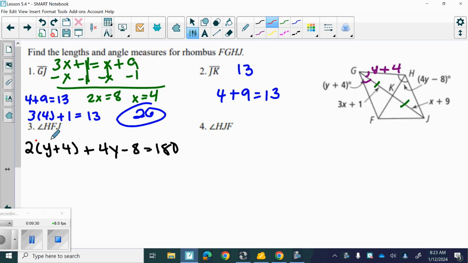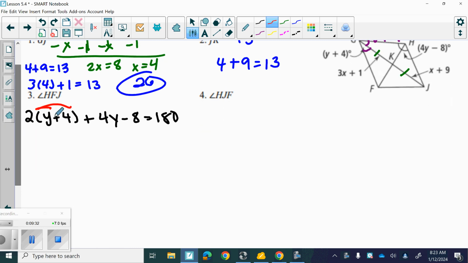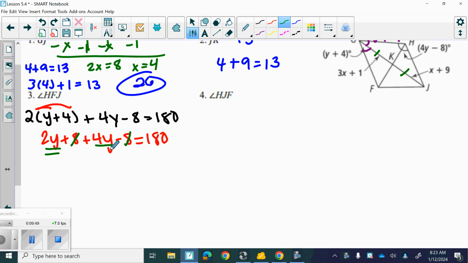So distribute. When you distribute, what does that turn into? 2 on this one. So 2y plus 8 plus 4y minus 8 equals 180. The 8s go to 0. What's 2y plus 4y? 6y. So 6y equals 180. So what's y? 30.